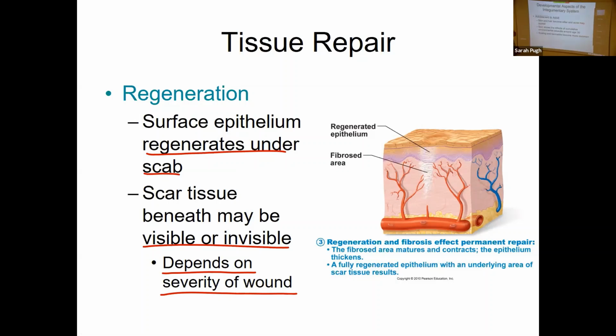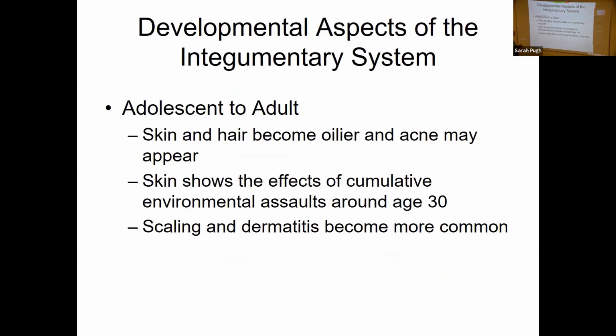Last couple things in this chapter are just on the development of your skin. So from adolescence into adulthood, usually there's not a lot of issues with your skin until you hit puberty. Once you hit puberty, you start releasing sex hormones, and your skin and your hair get oilier. So acne can be a problem.